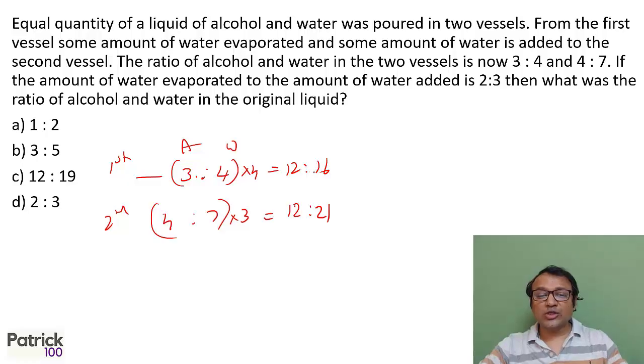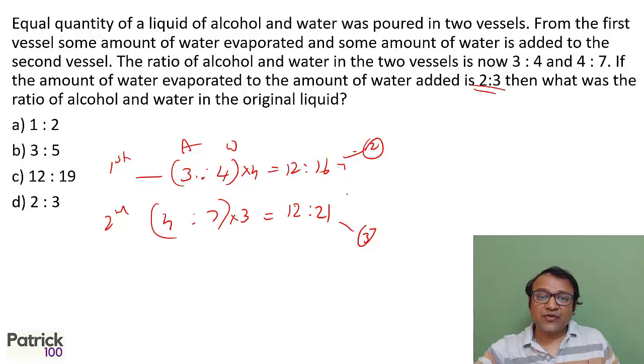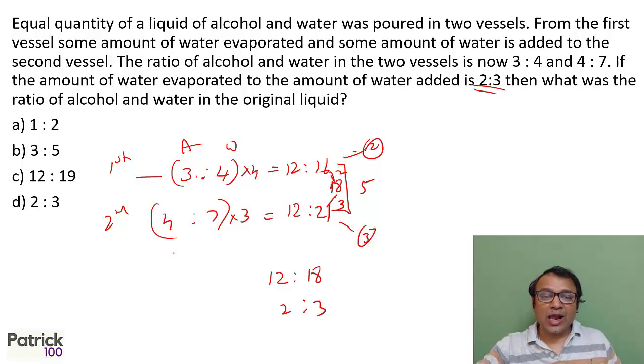So once we get 12:16 and 12:21, this is the quantity after evaporation. And now we know the water evaporated in the first case and the water added in the second are in the ratio 2:3. The difference is 5, between 16 and 21. To make this 2 and 3, the water initially should have been 18. That means initially alcohol and water should be 12:18, which is 2:3. Because the difference between 18 and 16 is 2, and between 18 and 21 is 3. So 18 satisfies. So 12 alcohol, 18 water. So the ratio has to be 2:3 initially. Thank you.